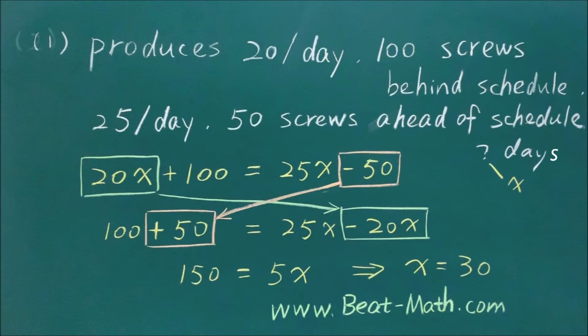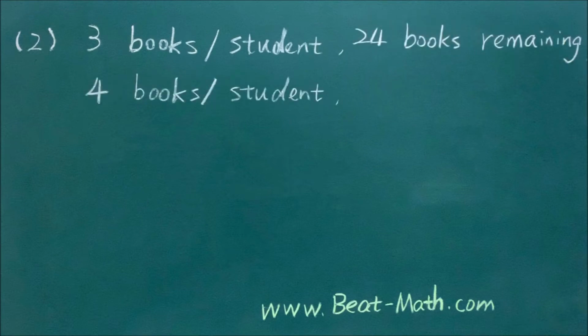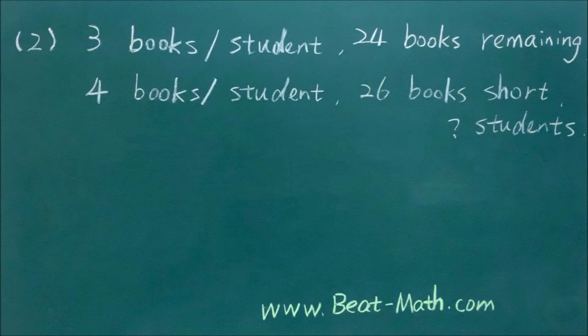Let's try another one. A teacher buys books for her first grade class. If every student gets 3 books, there will be 24 books remaining. If every student gets 4 books, the teacher will be short 26 books. So how many students are there in the class? This problem is similar to the previous one.